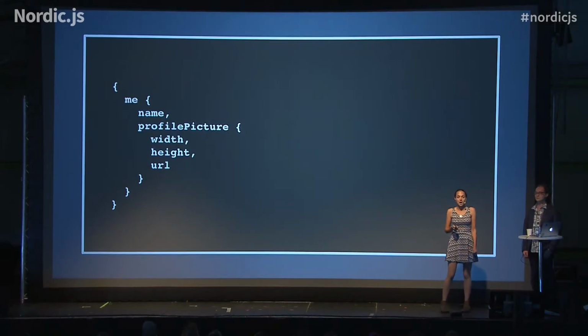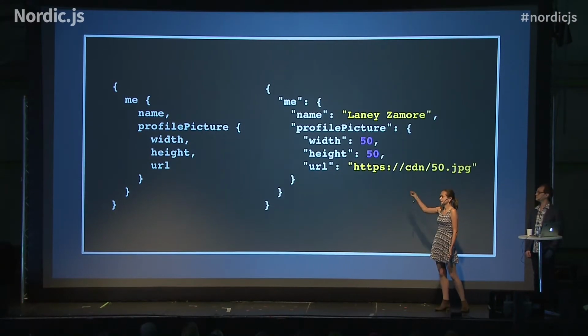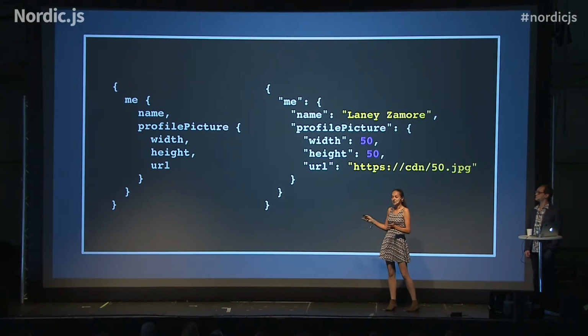Fields can also return objects, and then you can use nested fields to query for more information on those objects. So in this case, profile picture returns an object, and I'm asking for the width, height, and the URL of that object. And so one thing to note is that if I had just put me, name, profile picture, that actually wouldn't be a valid GraphQL query.